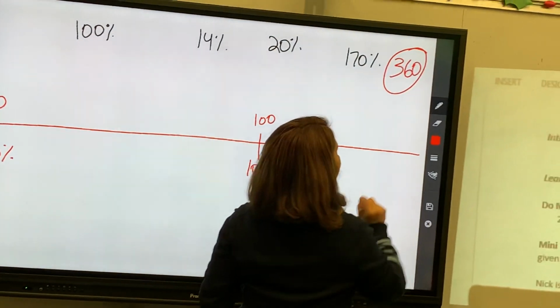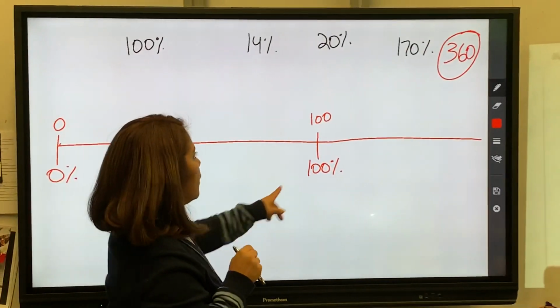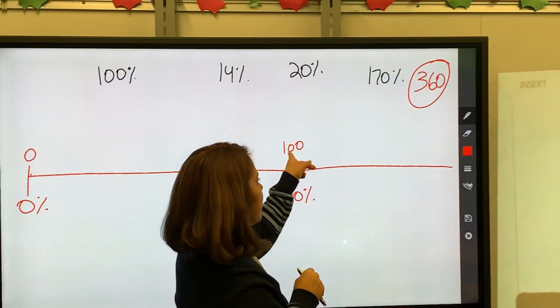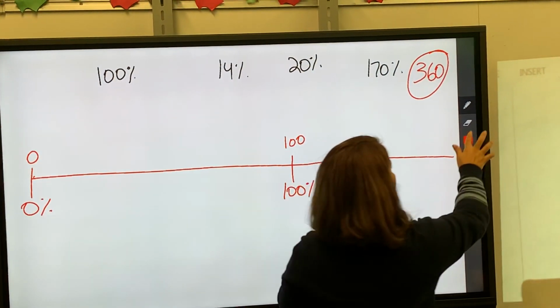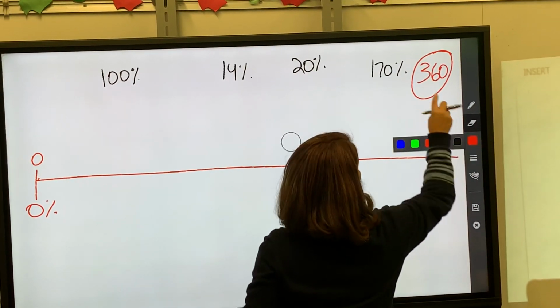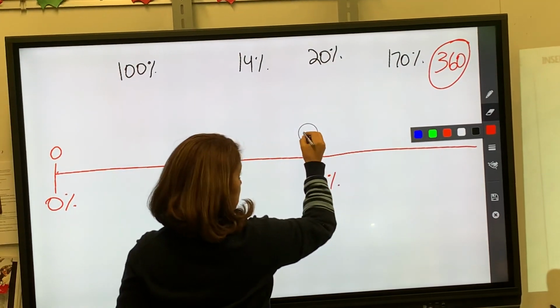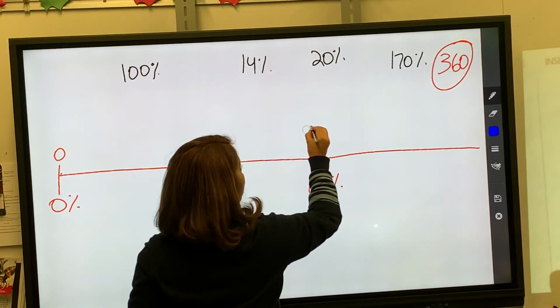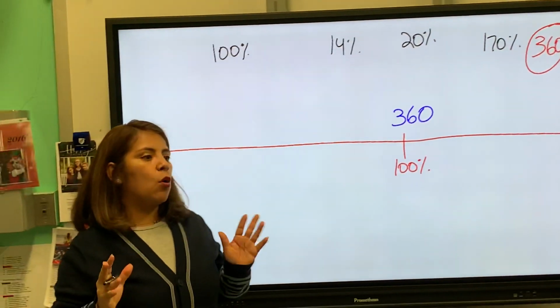So now, in order to find 100% of 360, what should I write here? Do I write this number here? What should I write there? Any volunteers? Go ahead, just give me the number. 360. So you're saying that 100% of 360 will be 360, right? Yes. Okay, so I'm going to write it here as 360. So we already have learned about our 100%.